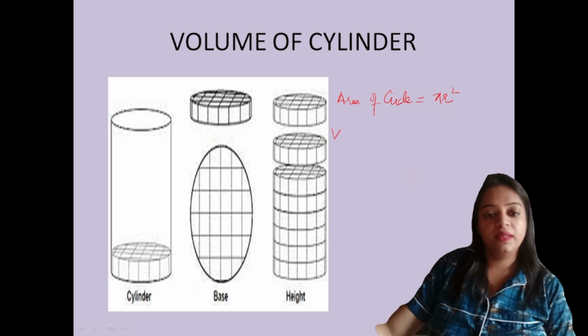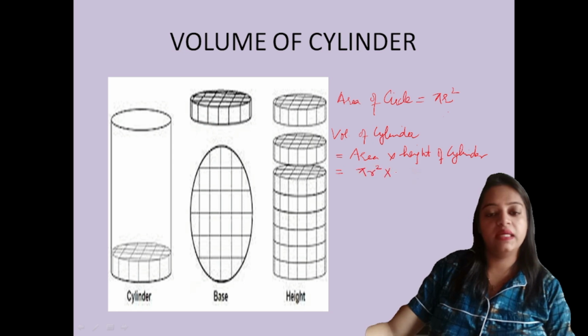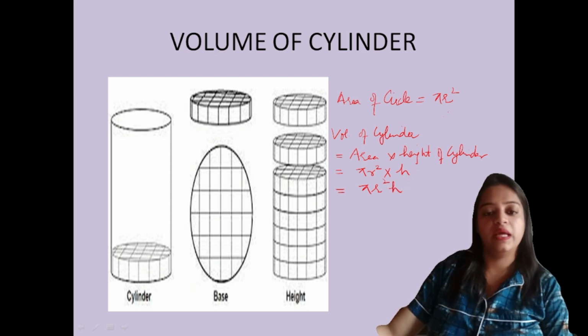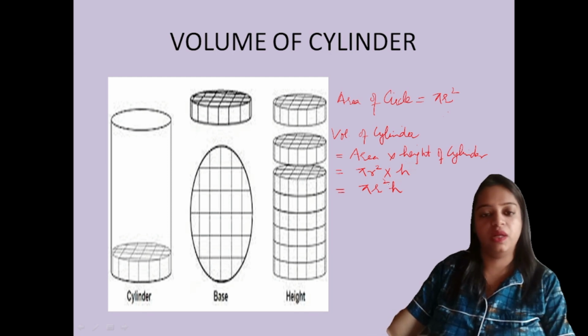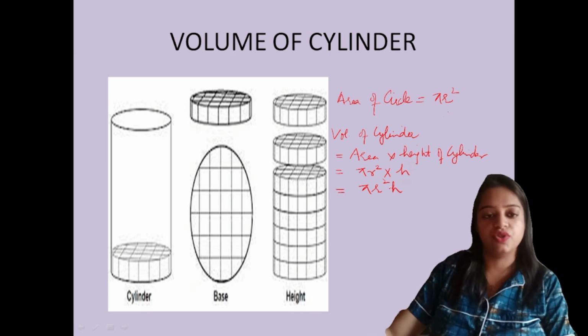So what will be the formula for volume of cylinder now? It will be area multiplied by height of cylinder, right? What is area? Area will be the area of circle pi r square, and height is h. That's why the formula for volume of cylinder is pi r square h. So this formula we will use now in our question. Volume of cylinder pi r square h.